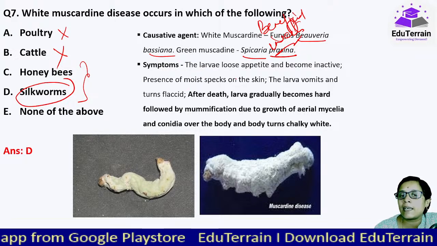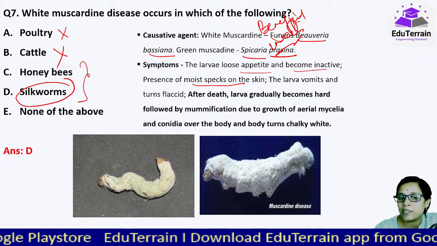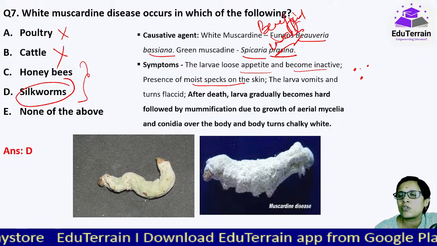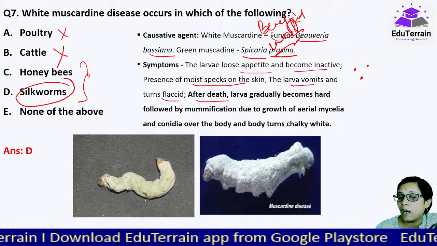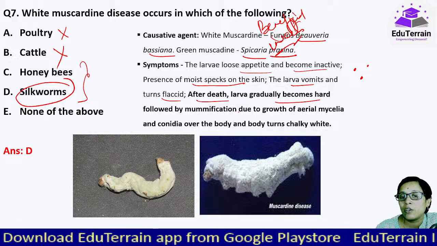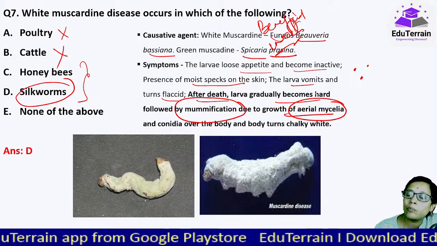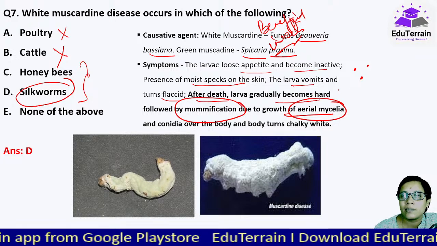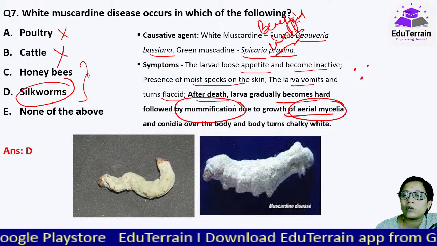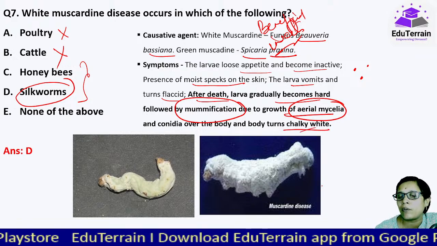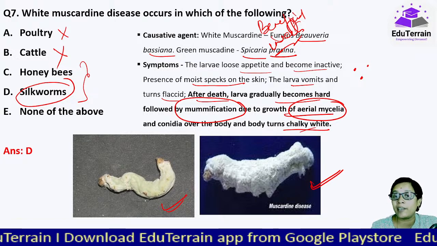And here in this case the larva loses appetite and becomes inactive. Presence of moist specks on the skin, one point, because those are the mycelial growths. The larva vomits and turns flaccid. After death, the larva gradually becomes hard, followed by mummification due to growth of aerial mycelia. When we talk about fungus, mycelium would grow, that is, like root-like structures. And since they completely cover the body, it turns completely chalky white, as you can see here, muscardine disease. And it gets mummified, hardened, very hard it becomes.